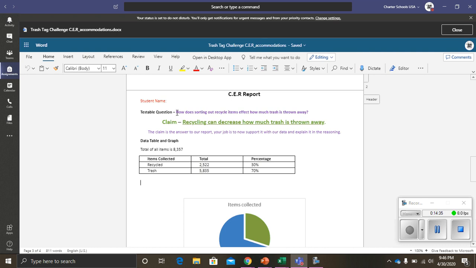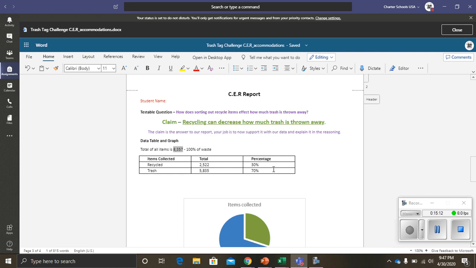Here's our question. How does sorting out recycled items affect how much trash is thrown away? Our answer is recycling can decrease how much trash you throw away. The evidence is right here. This is all waste. Let's say you couldn't recycle, then even if you separated recyclables, this would be 100%, not 70. I'm going to put 100% of waste up here. That's how many items.